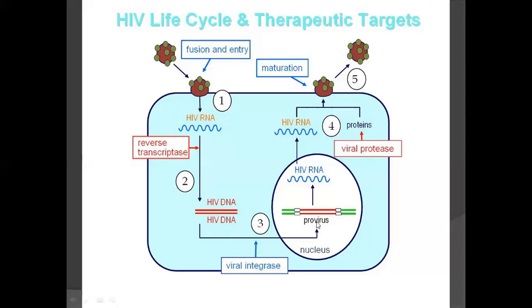And then after that, this viral DNA is going to be copied; transcription takes place and messenger RNA is produced. The viral RNA is going to be produced. This viral RNA is then released from the nucleus, and the viral proteins are going to be produced and organized. After they are organized, that phase is known as the maturation phase. So we have the fusion and entry phase, the reverse transcription phase, the integration phase, the construction phase, then the maturation phase, and the budding off phase.